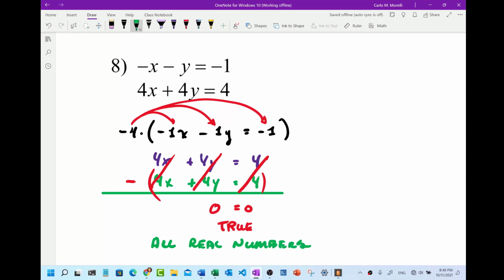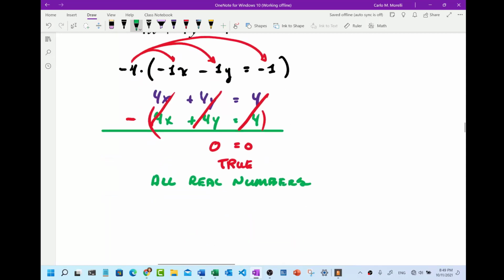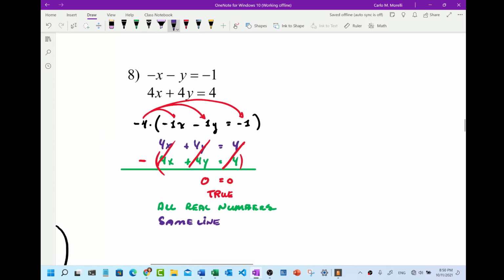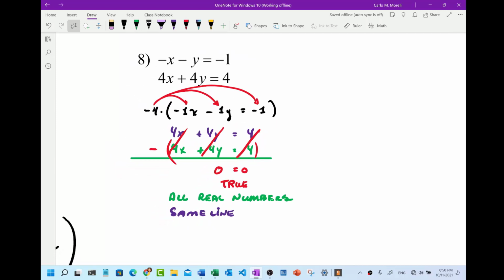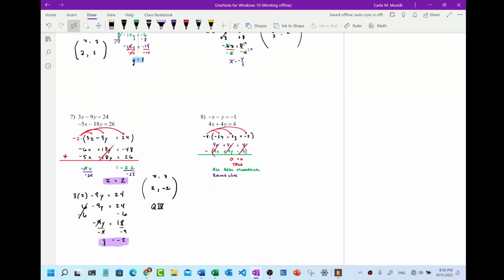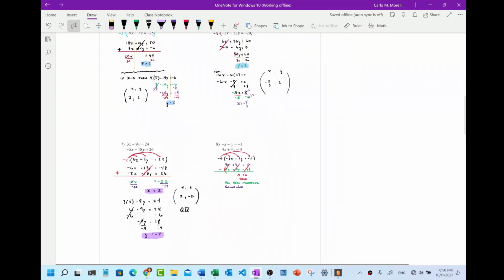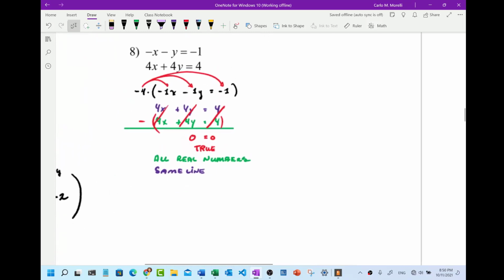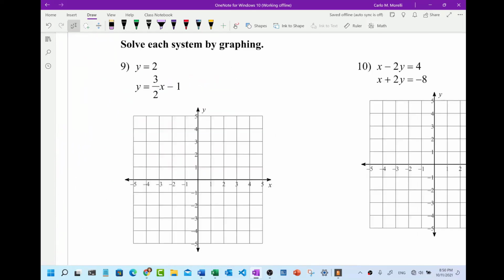And the important thing to take away is that it's the same line, right? You really need to know that it's the same line. And it's fantastic. I'm glad we finally got one. All right, that was number 8. And I believe that brings us to the end of the section on elimination. All right, so good job on finishing number 8.